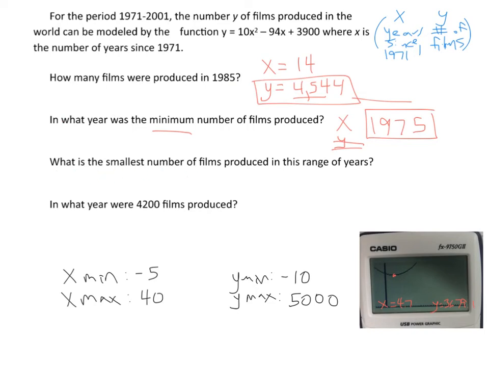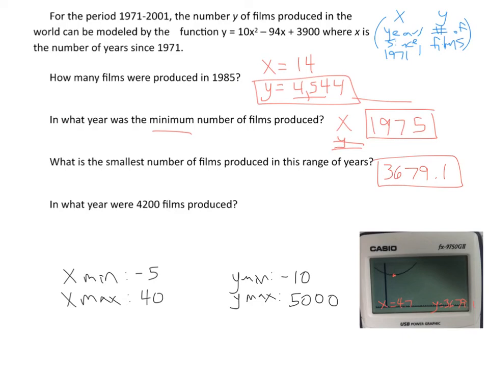Next, what is the smallest number of films produced in this range of years? Well, we know the smallest number of films is our y value of this same low point. That's our minimum. So we know it's this number of films, 3,679.1, which is kind of strange. I don't know why there'd be a 0.1 number of films, but this is our answer for y, the number of films produced, the smallest number of films produced in that range.